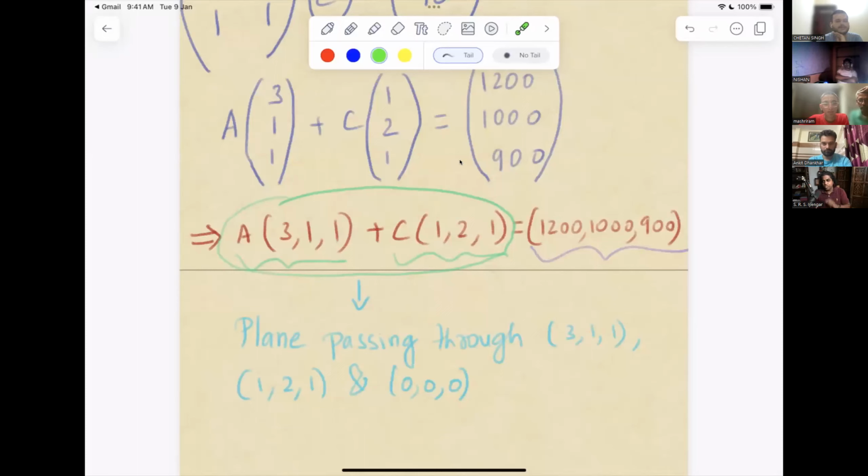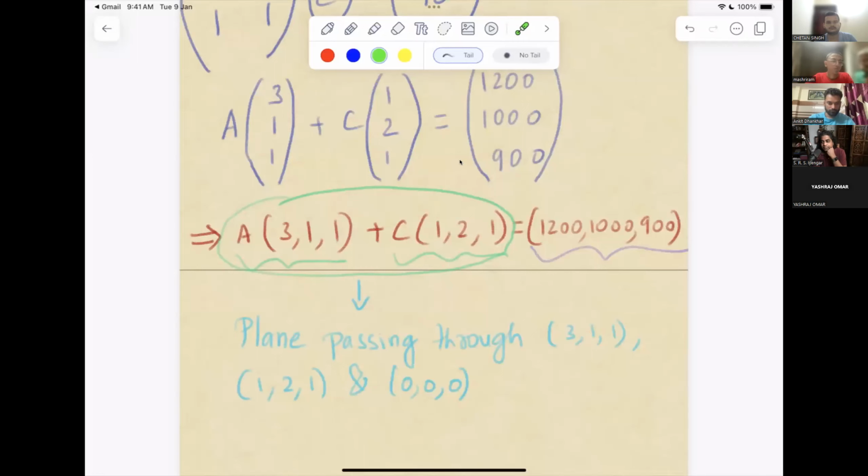Any combination of 311 and 121, one of you can show it on GeoGebra. What will happen if you take all possible linear combinations of 311 and 121? What all will you get? You will get all those points on a plane passing through 311, 121, and origin. And is 1200, 1000, 900 on this plane? Obviously not. You can again see that using GeoGebra. But then my question is, which part of the plane is closest to this point?